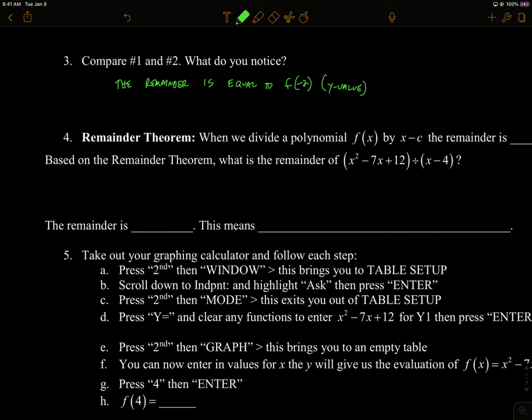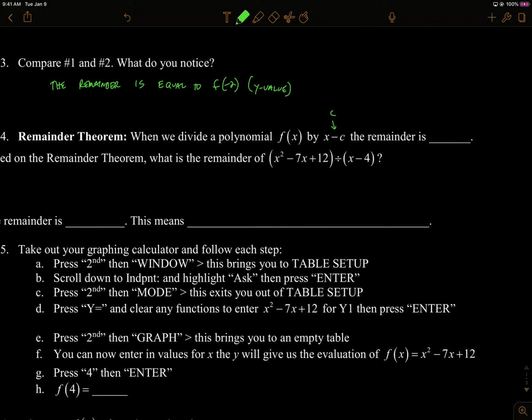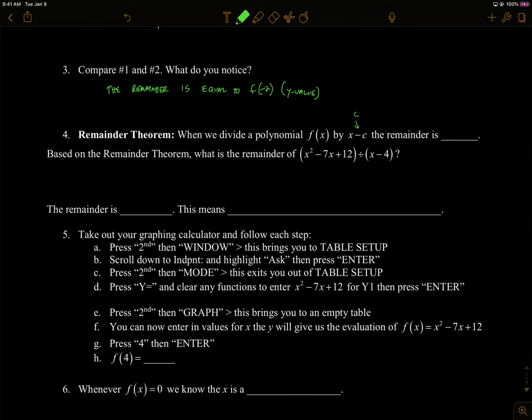So when we divide a polynomial by x minus c, remember when we do synthetic division, we're really using c there, right? The remainder, we'll just call it r. Based on the remainder theorem, what's the remainder of that? So the remainder is r, which is going to be equal to f of c. So the remainder is the same thing as if we plug it in. That's all that's saying, that if we do the synthetic division, the remainder will be the same thing as the y value we would get if we plug that x value in.